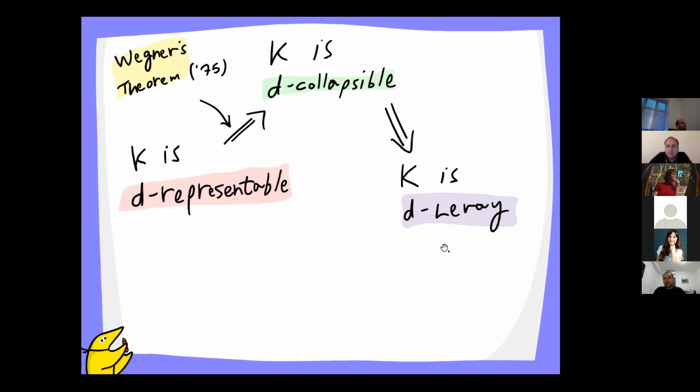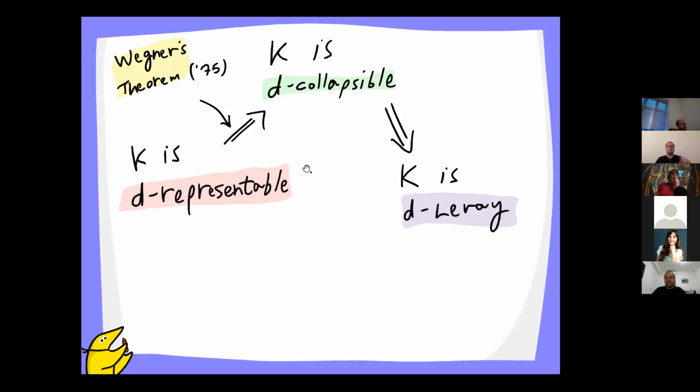Just a small question. I guess all of these inclusions are strict, right? Meaning there are Leray complexes that are not d-collapsible. Yes, right. They are strict except in special cases: for d equals 1, collapsible is the same as 1-Leray. Okay, I see. Strict. All right, thanks.